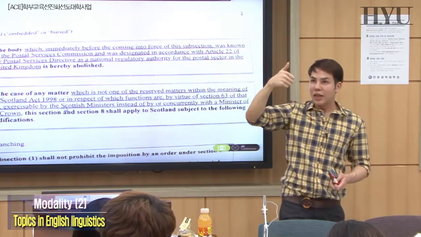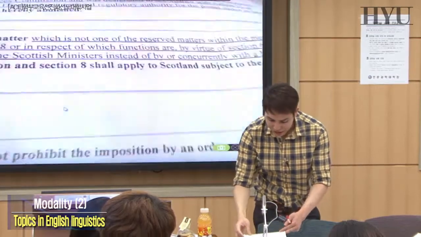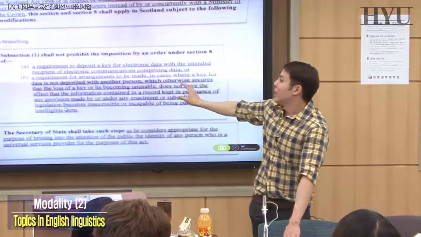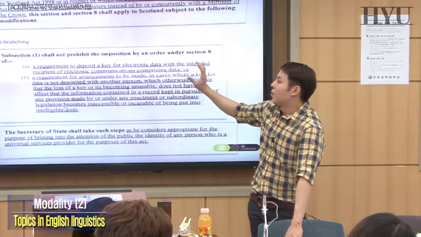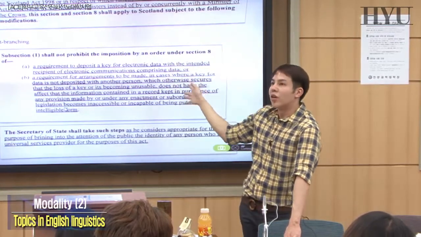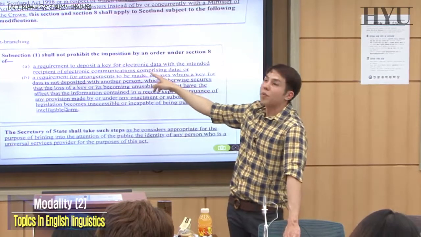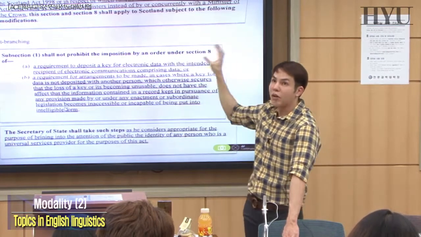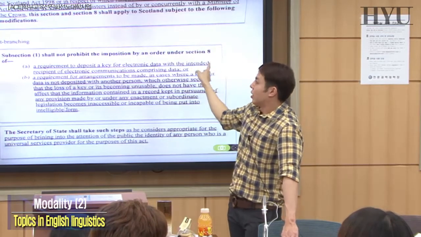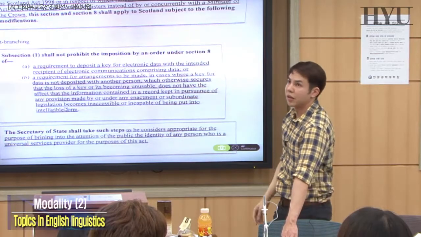So we have left branching, nested in the middle, right? The last one is right branching. Right branching has to do with the fact that subordinate clauses are towards the end of the sentence, right? And the main clause is before the subordinate clause. So in this case, subsection 1, shall not prohibit, right? That's the main clause. Shall not is the modal. Shall not prohibit, right? Under section 8 of conditions A and B, and so on, right?